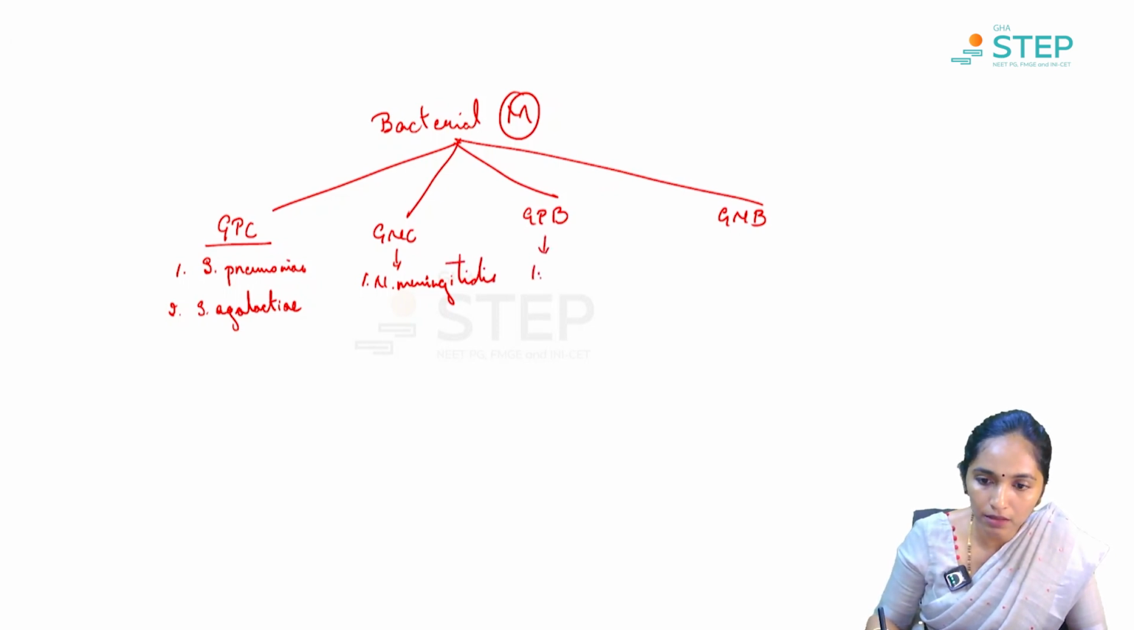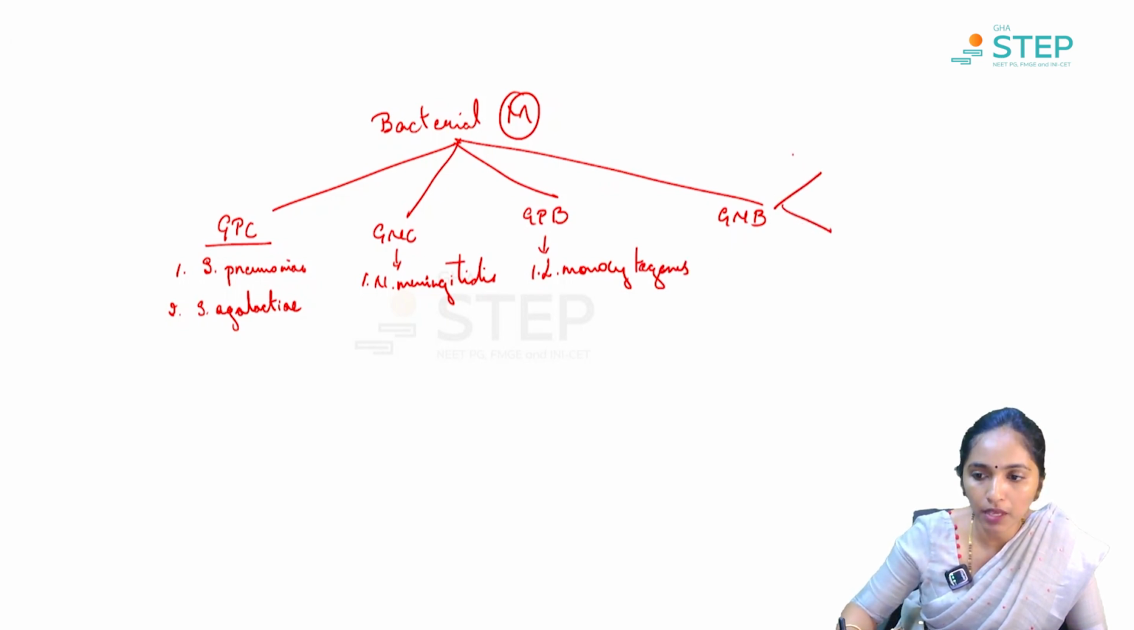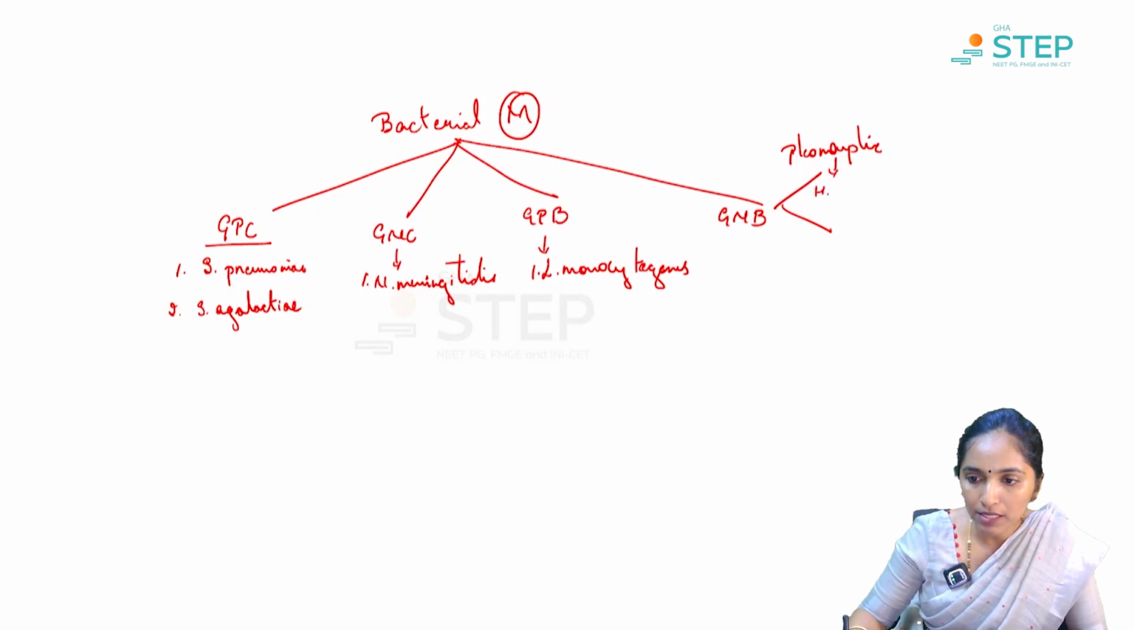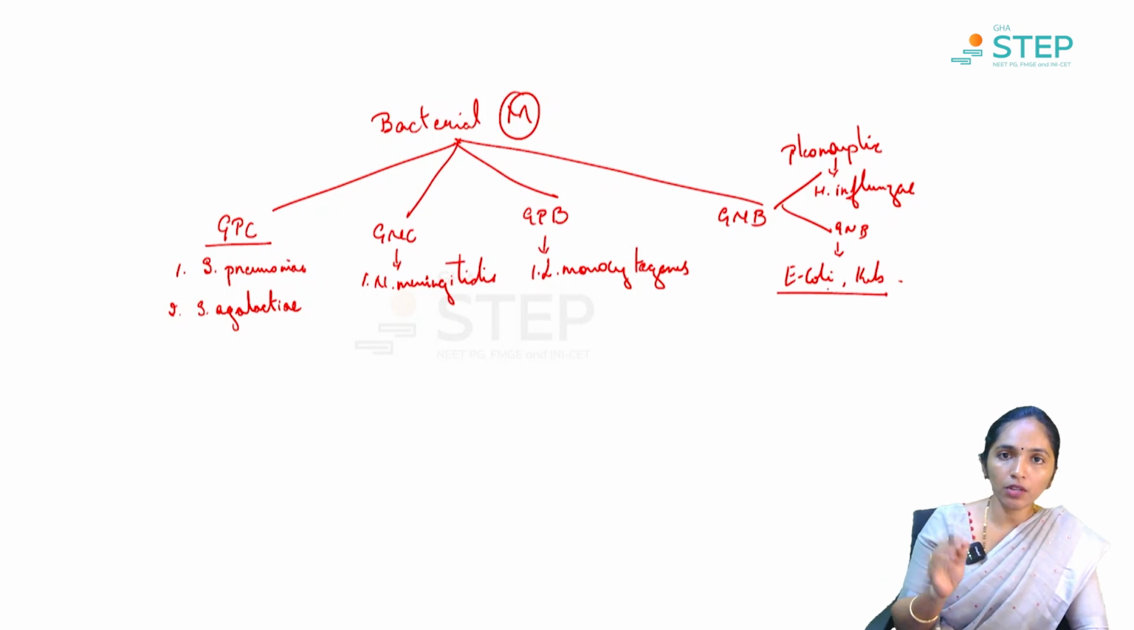Gram-positive bacilli, again only one: Listeria monocytogenes is the causative agent. Among gram-negative bacilli, we have pleomorphic bacilli. Pleomorphic means they appear as gram-negative coccobacilli as well as gram-negative bacilli, and the pleomorphic bacillus is Haemophilus influenzae. Other gram-negative bacilli are Escherichia coli or Klebsiella. So these are the causative agents according to morphology.